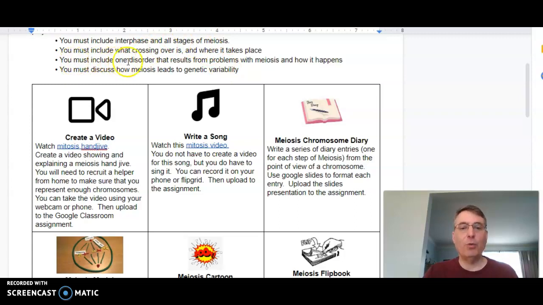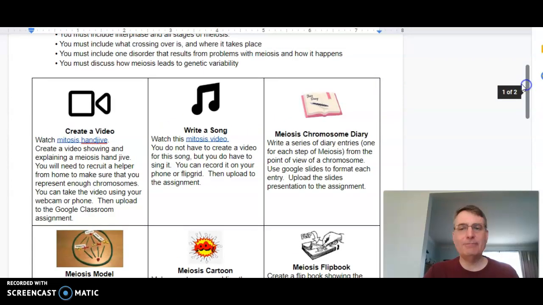You must also include one disorder that results from problems with meiosis. When you go through the karyotype activity, there were a few examples of disorders that can take place there. Explain one of those and how it happens, and then discuss how meiosis leads to genetic variability. That is the point of sexual reproduction, to create genetic variability. So how does meiosis lead to that?